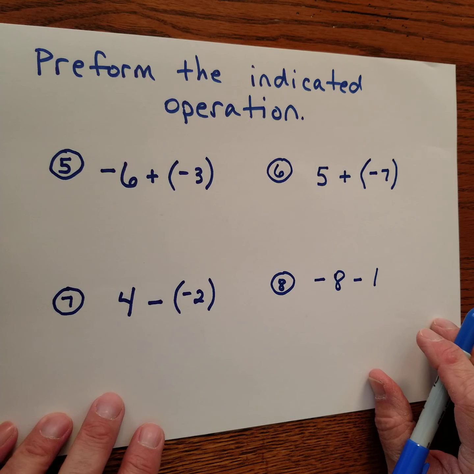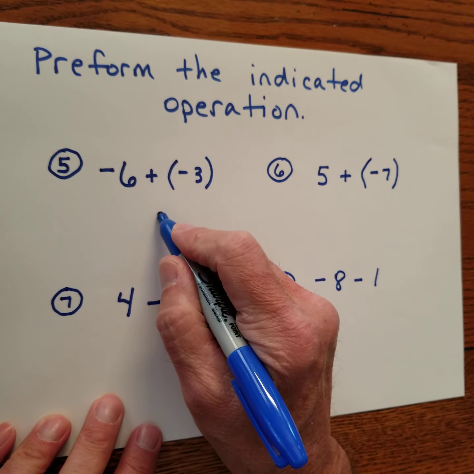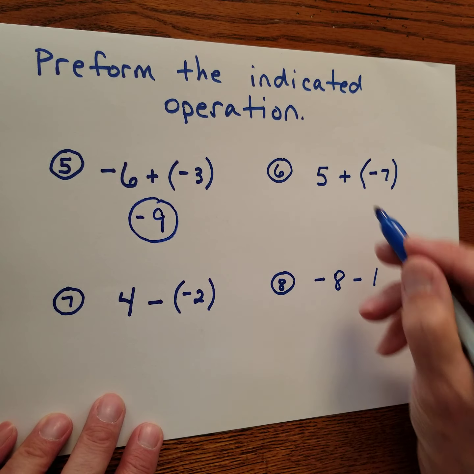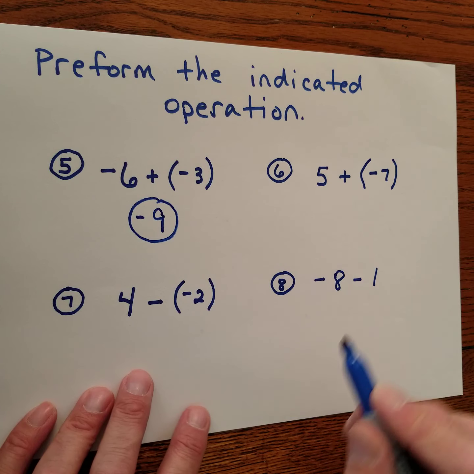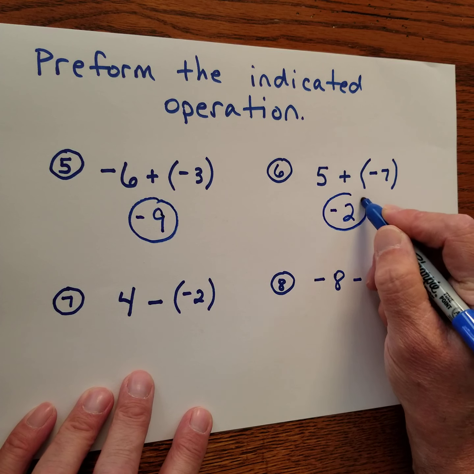Let's remember our rules. When you're adding and the signs are the same, you add and keep the sign. When you're adding and the signs are different, you subtract, take the sign of the larger number.